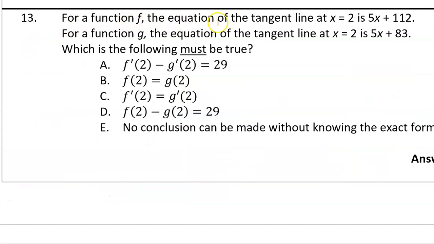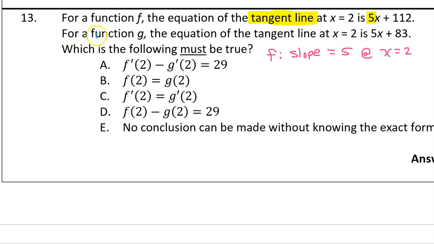For function f, the equation of the tangent line at x equals 2 is 5x plus 112. Before I even read anything else, as soon as they say the tangent line, I'm interested in the slope. So if this is the tangent line, then y equals mx plus b tells me that this is the slope. So let's write down a little side note. For function f, the slope is equal to 5 at x equals 2.